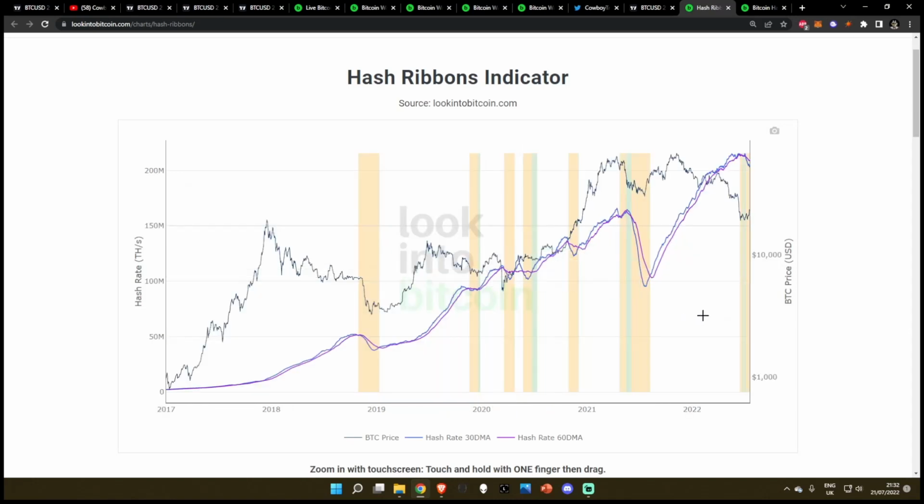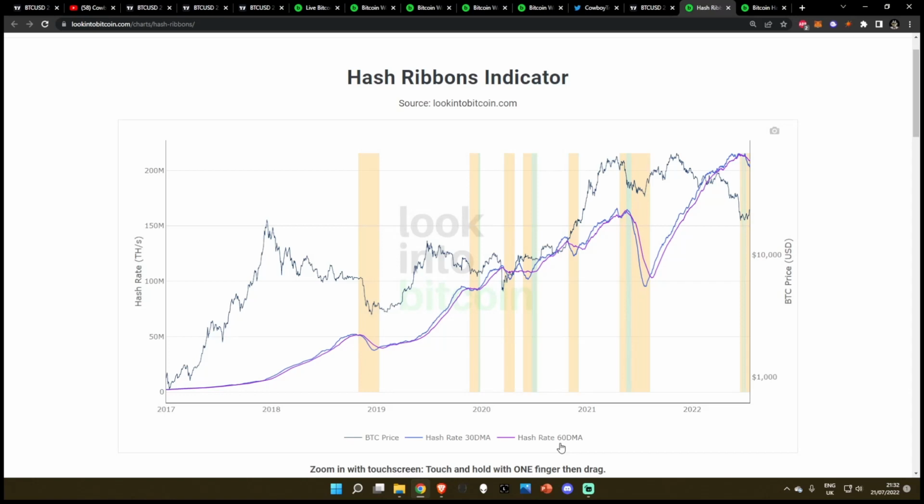So what we do know from looking at our data so far, if you're looking at a minor capitulation, you first of all want to make sure that not only the 30-day moving average, which is the blue line, is capitulating, you want to make sure the purple line, which is the 60-day moving average, is also capitulating. Otherwise, it might just be a quick event like that, and subsequently the hash rate will rise.